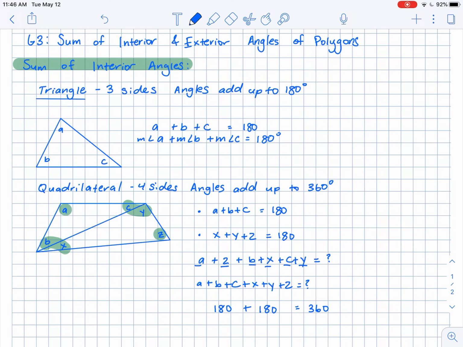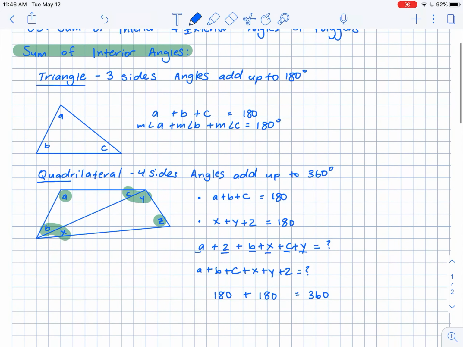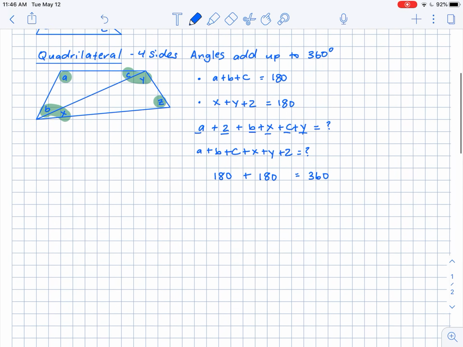Basically, we're looking at every shape and seeing how many triangles we can create inside these polygons to help us figure out how many times I need to add 180 degrees by itself. So we have triangles and quadrilaterals. Triangles add up to 180 degrees. Quadrilaterals add up to 360 degrees.